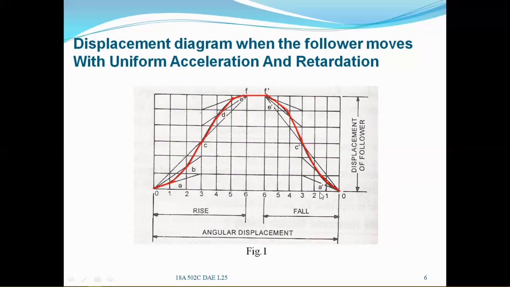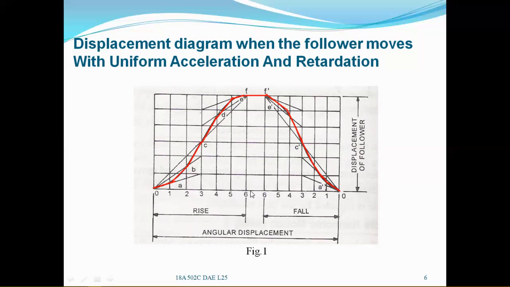or angle of return stroke, and in between these two, 6 and 6 dash will be the dwell period, and the remaining dwell period if required you can take, otherwise if not required there is no need to take this. So divide this horizontal line into angle of rise up to 6, and from 6 dash to 0 dash the angle of fall or return stroke, and from here it is the dwell period, and the remaining will be another dwell.